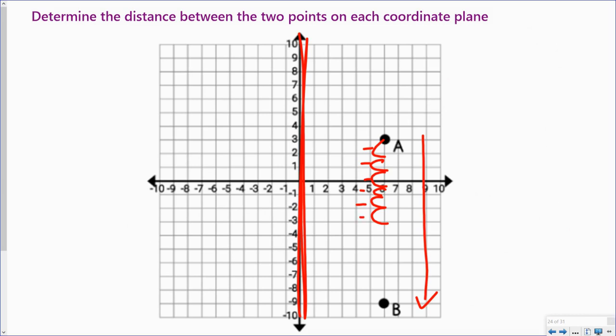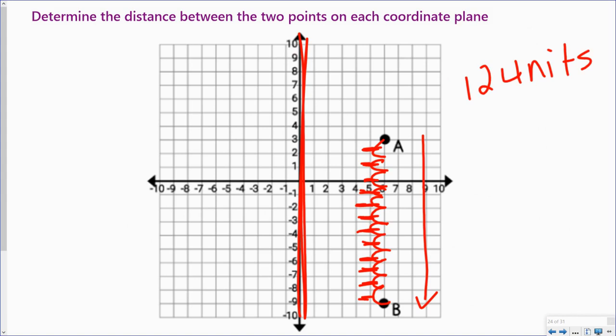all the way down until I get to my next point. So here I am at point B. And now I'm just going to look and count up my jumps or my spaces. So there's 1, 2, 3, 4, 5, 6, 7, 8, 9, 10, 11, 12. And so these 2 points are 12 units apart.